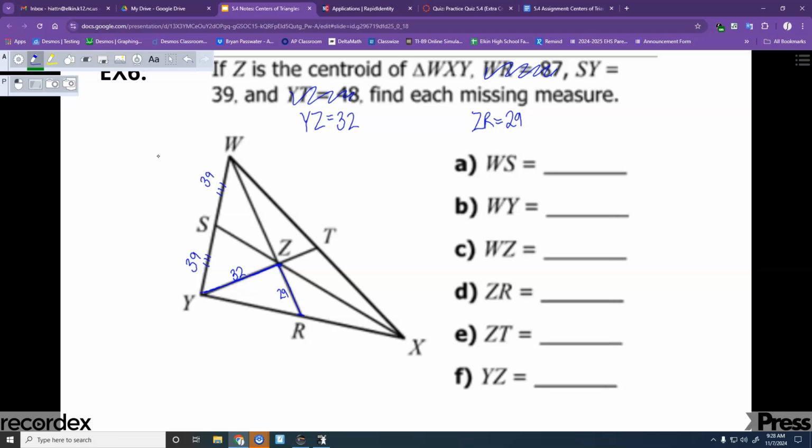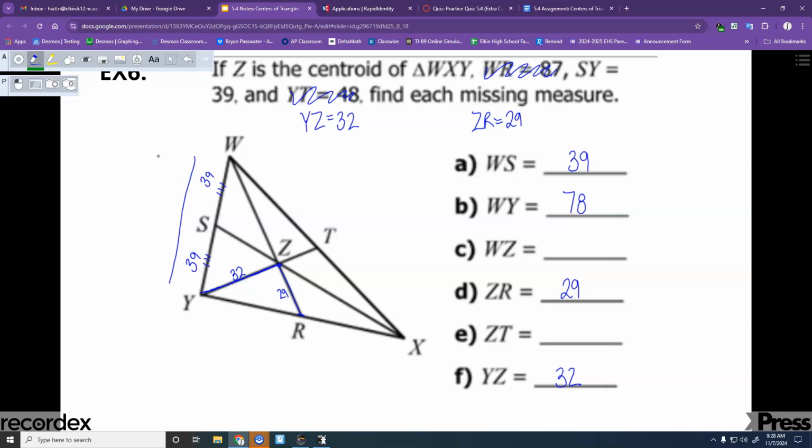Okay. So WS we've already marked, it's 39. What is WY? Which is this whole length right here. 78. We just have to do 39 plus 39 to get 78. Okay. ZR I gave to you, it's 29, and YZ I gave to you, it's 32. So those were givens. That changes a little bit for the problem.